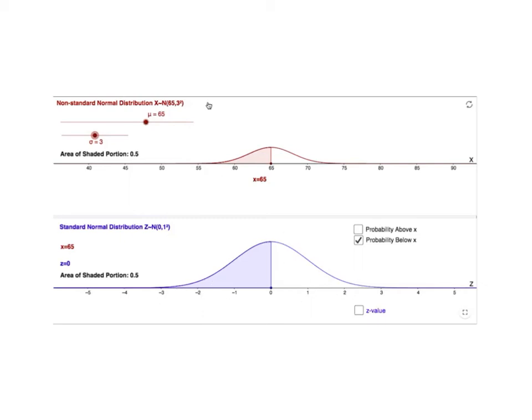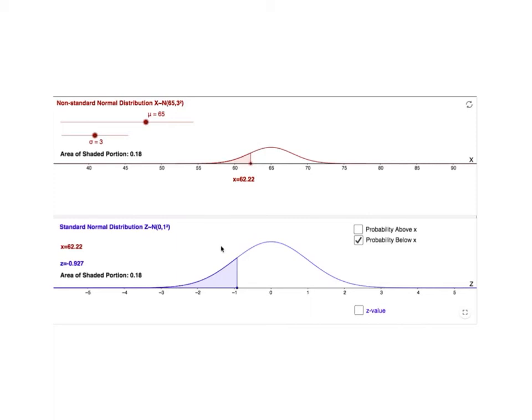What joins the two graphs together is that the area under the graph is 1. They are not drawn to scale, so maybe they don't look the same, but the area under a normal distribution is always 1. Therefore, if your x on the non-standard normal distribution is 65, for example, the mean, the area to the left is 0.5. And the corresponding Z score for this 65 is 0, because the area to the left is also 0.5.